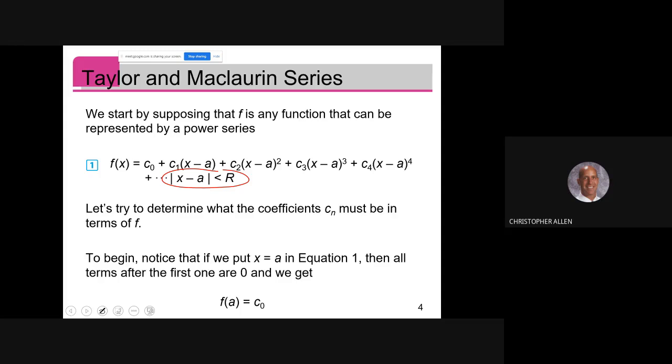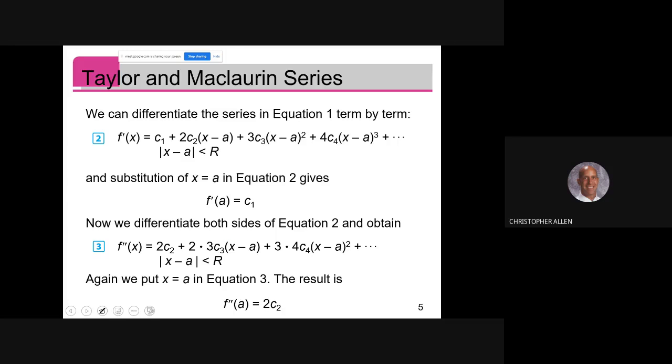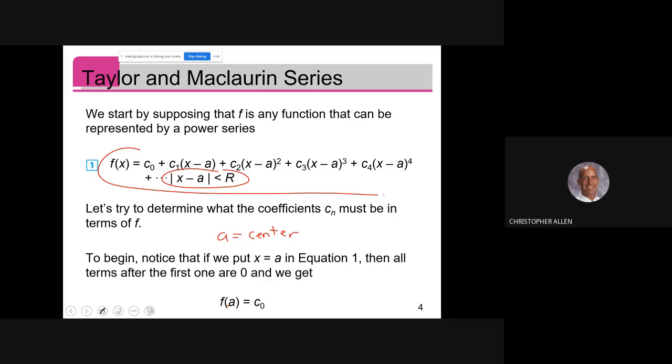So let's try to determine the coefficients c sub n that we must use in terms of our function f. The first thing we've got to do is say, what's the function evaluated at a? By the way, a is going to be our center, if you will. Well, it's simply going to be c naught. Now, if we differentiate our series, and by the way, we're talking about this equation here, if we differentiate that, what happens to this term? Bye-bye, gone, right? It's constant.